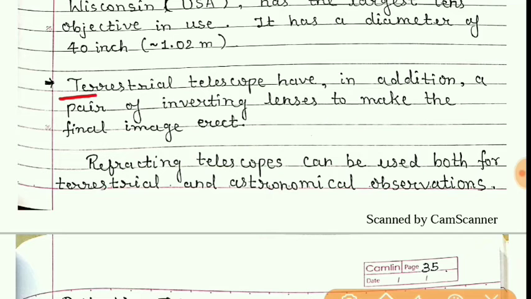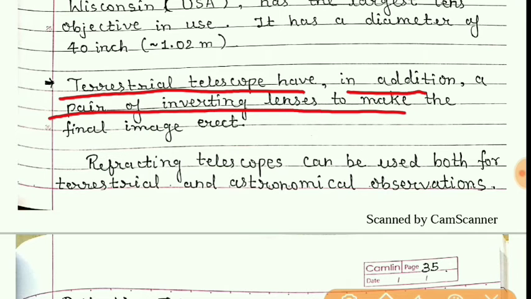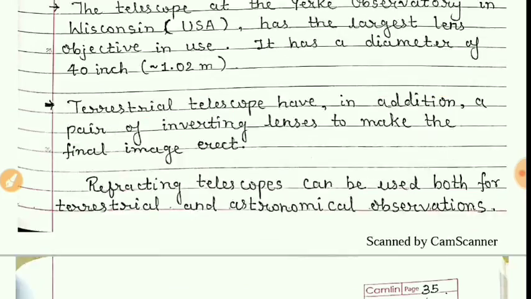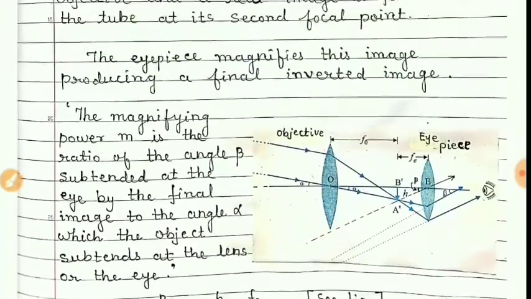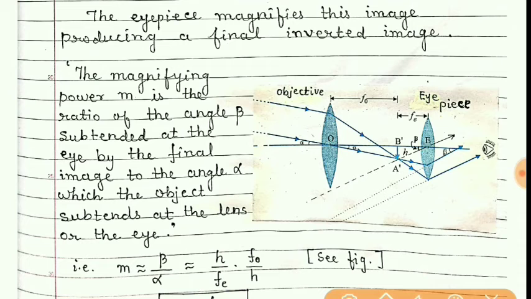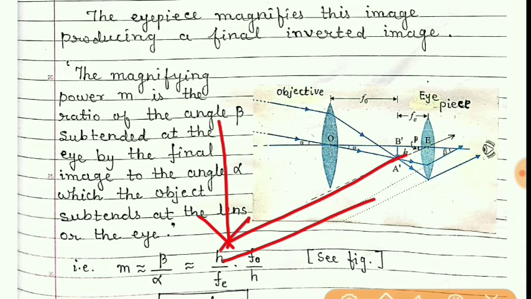Now, terrestrial telescopes have, in addition, a pair of inverting lenses to make the final image erect. Students, for this astronomical telescope, the image which is obtained here is inverted. The object which is at a far away distance is erect, straight, but the image is inverted.